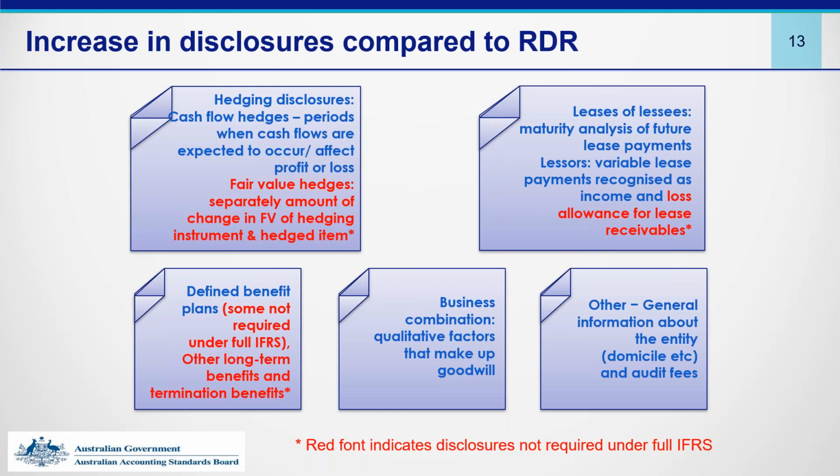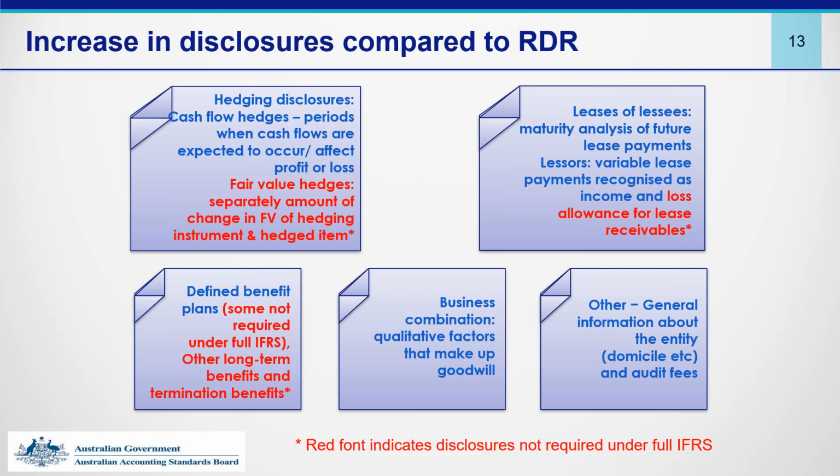Other disclosures are a couple of sort of business combinations and goodwill, and also information about the entity domicile, etc. And the audit fees, as I said, that the AASB, our board specifically, felt should be added in terms of transparency and to assist with identifying possible auditor independence issues as well.